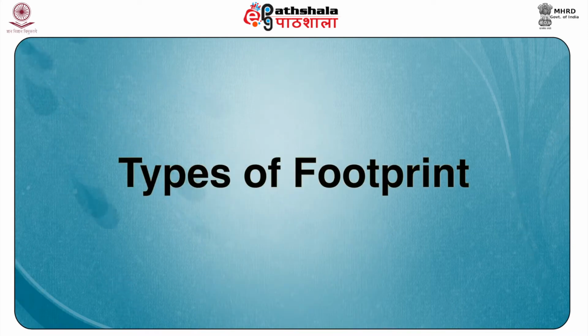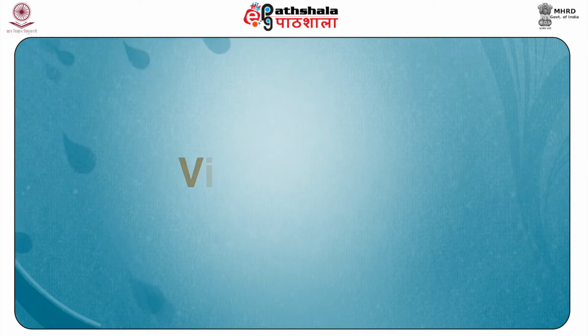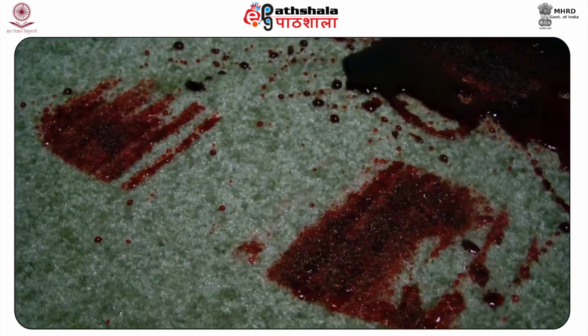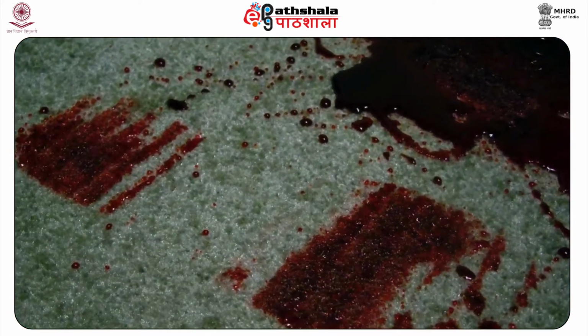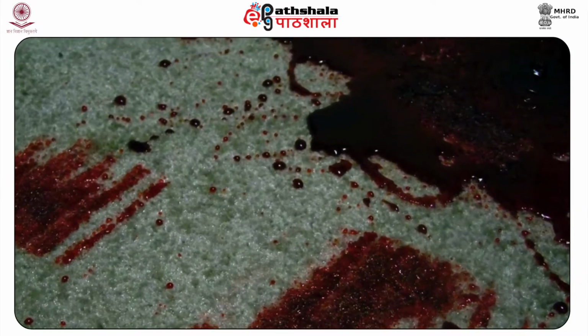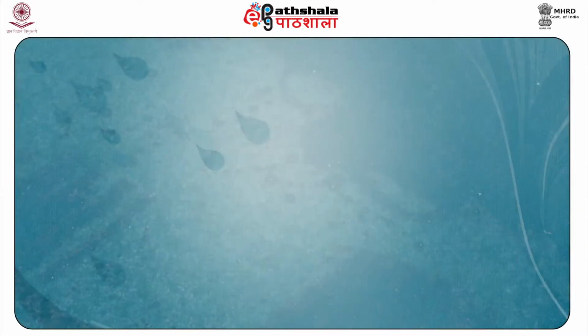Now, let us see the types of footprints. First one is the visible print. A visible print is a transfer of a material from the shoe or tire to the surface. This kind can be observed with the naked eye without extra aids. For instance, a bloody shoe print left on a carpet or tracks left by muddy tires on a driveway.